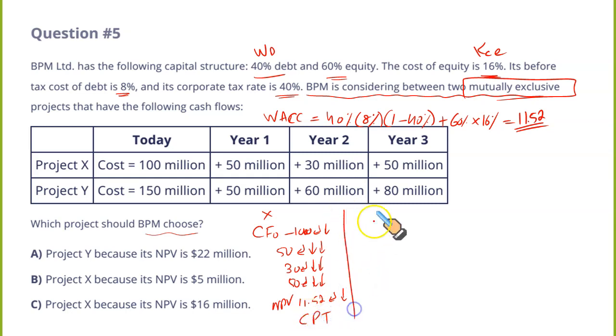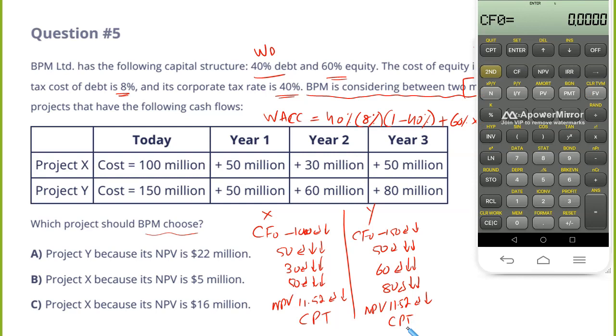Do the same for Project Y. Cash flow at year 0, outflow 150. Enter, down arrow key. Then you have 50, enter, down arrow key twice, because it's a single amount and the frequency is 1. Then 60, enter, down arrow key twice, and 80, enter, down arrow key twice. Do the same thing: NPV, 11.52, enter, down arrow key and CPT. And that's how you do it.